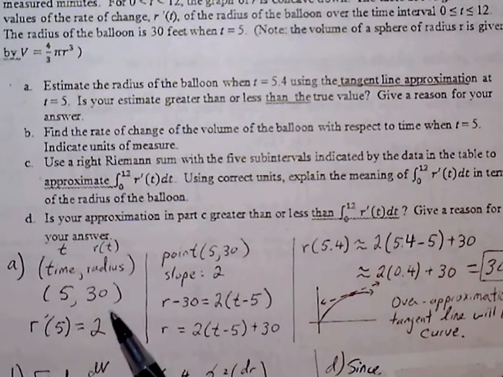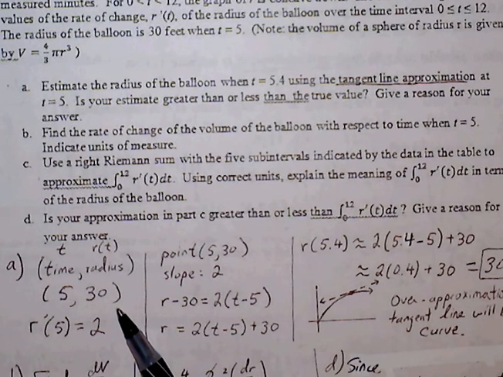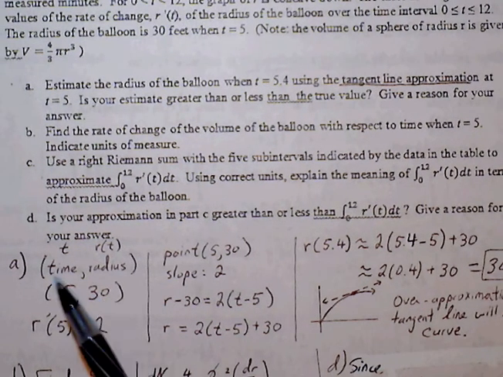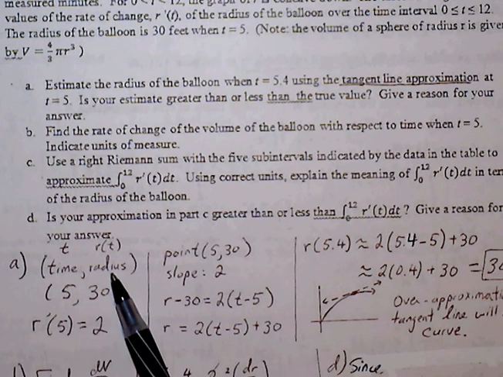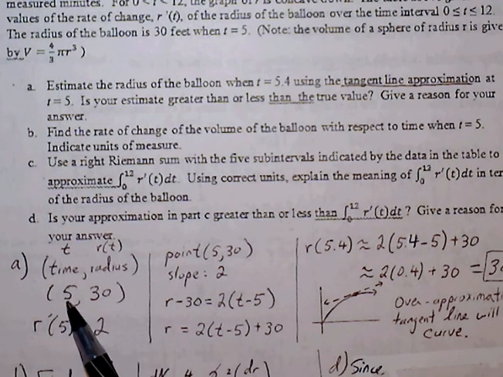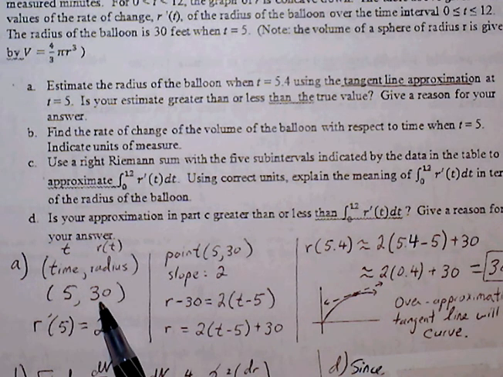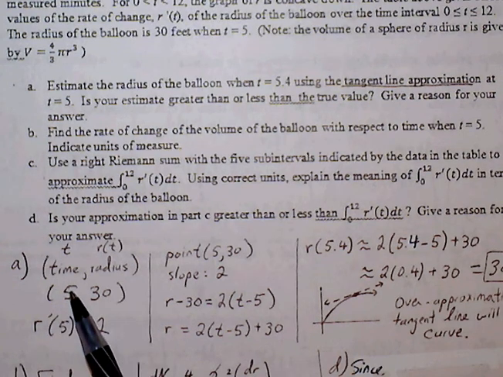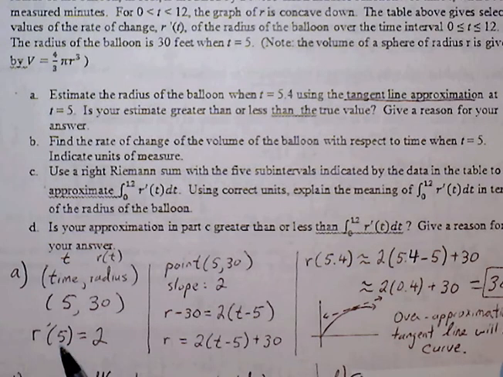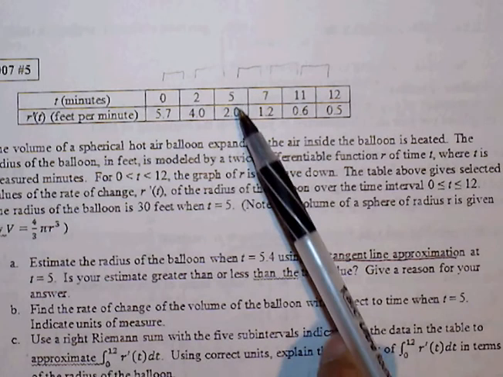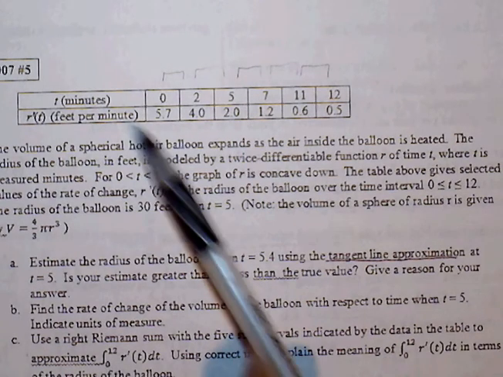And if we first start off with trying to get the tangent line equation, let's first identify what our independent and dependent variables are. We have time as the independent, radius as the dependent, and we know that at time t equals 5 seconds, the radius is 30 feet. We also need to find the slope at this ordered pair, so we need to find r prime of 5. What is the rate of change of the radius at 5 seconds? We look at our table here. The rate of change at 5 seconds is 2 feet per minute. That's given by r prime.